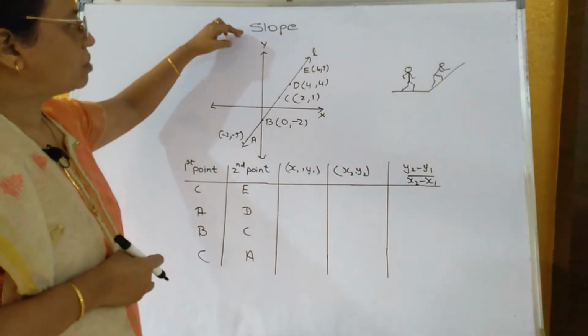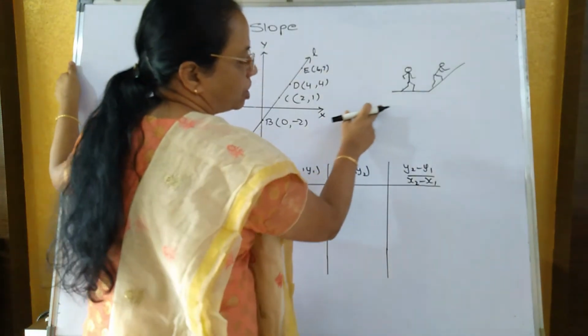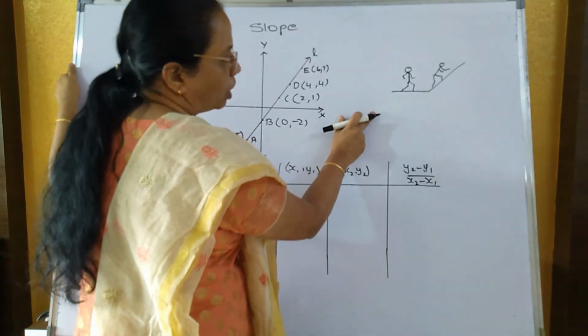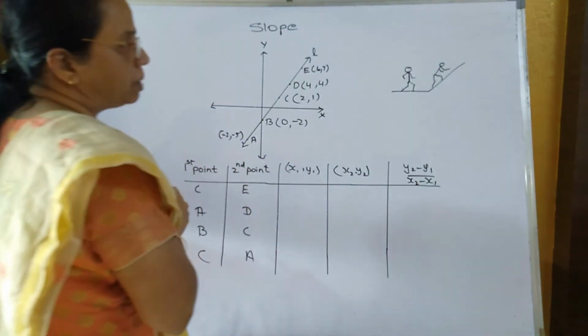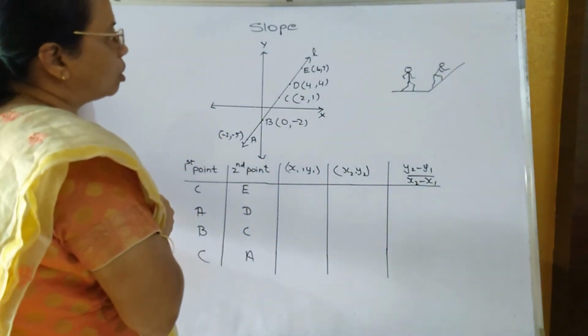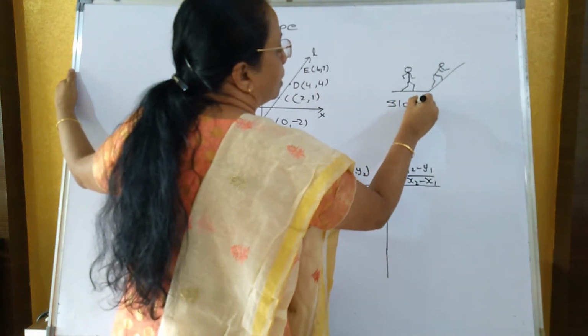Now next we will be studying about slope. When a person is walking on plain ground, it is very easy to walk, but while walking on a slope, it becomes a little bit difficult. Slope is a very important concept in coordinate geometry.